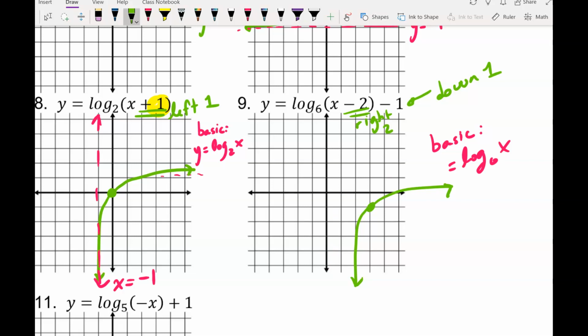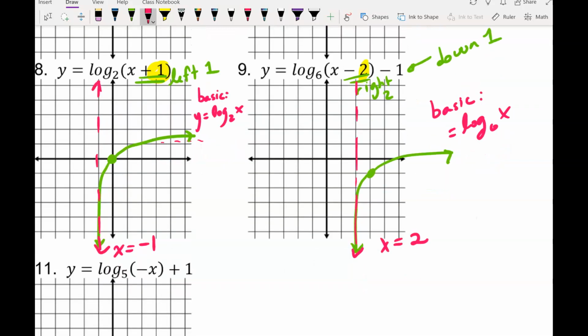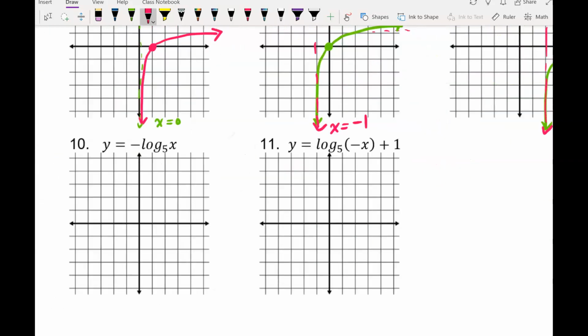And they're approaching the vertical asymptote. Again, think what's been subtracted from x? 2. So they're approaching the vertical asymptote, x equals 2. Okay, moving on to number 10.